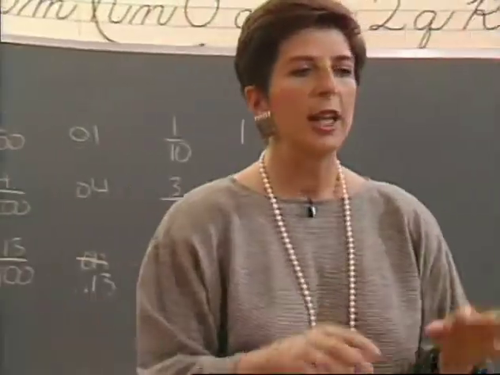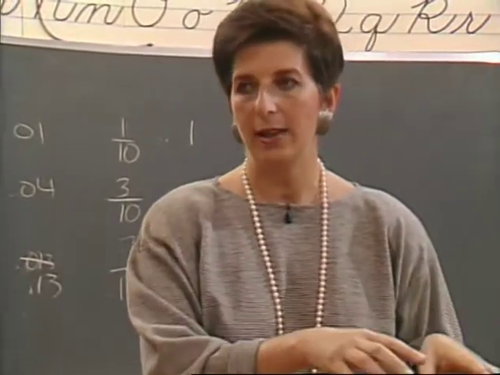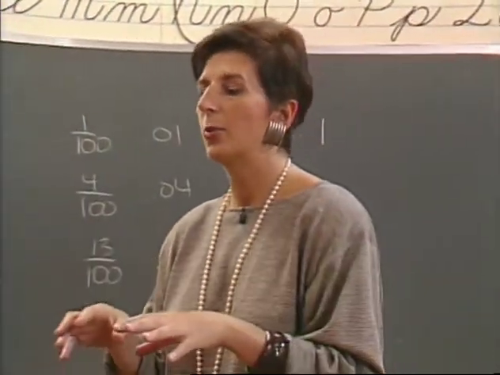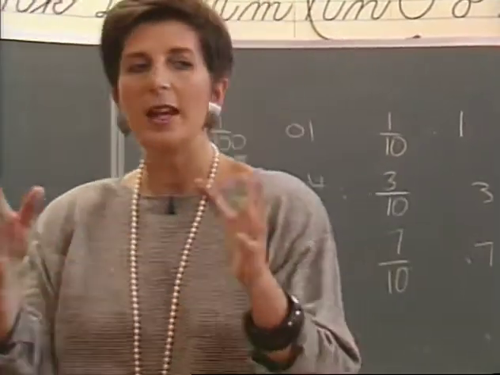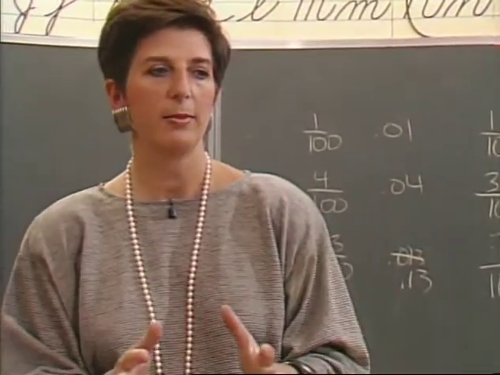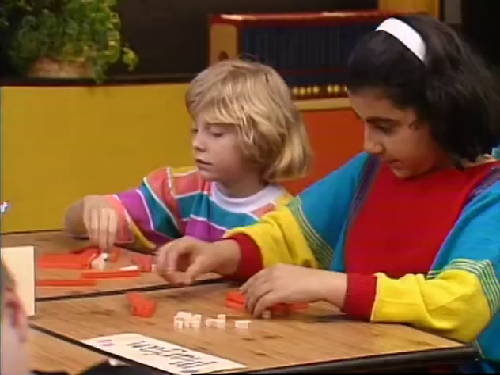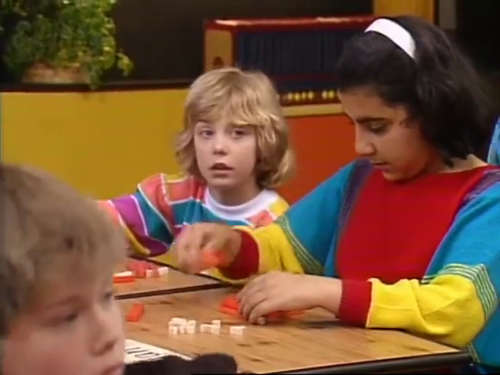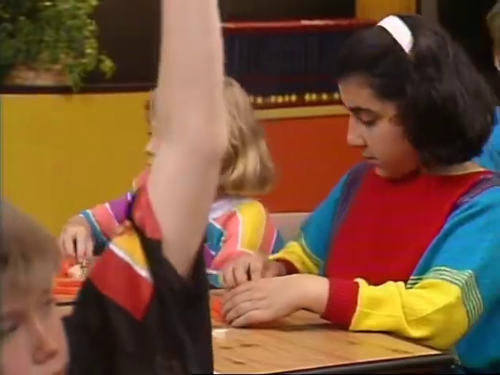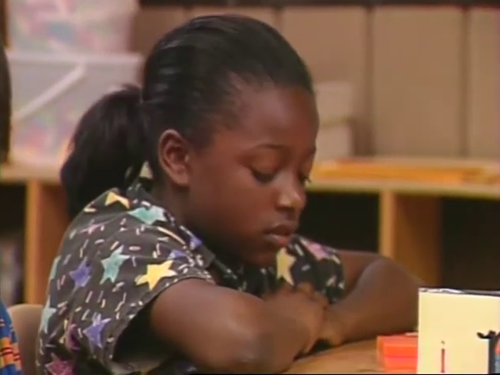Work with your partner. I'd like the person on the left to build 8 tenths and the person on the right to build 23 hundredths. Then I want you to find out how much you have all together when you combine them. Because I'm on the left, I get 8. Figure this one out. Maisha, what do you think the answer is? 103 hundredths.